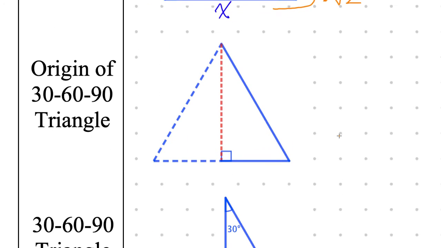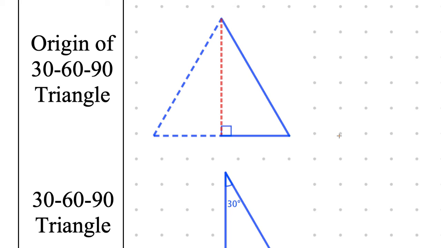All right. Now let's talk about the 30, 60, 90 triangle. It comes from an equilateral triangle. Can someone give me a quiet raised hand and tell me what the definition of an equilateral triangle is? Someone that still has their card.